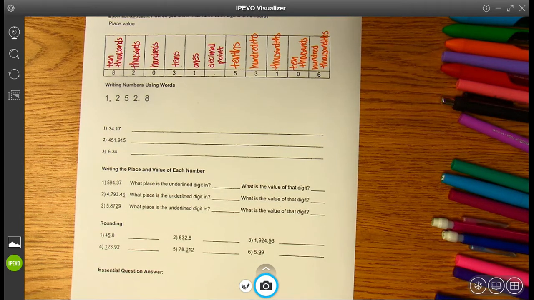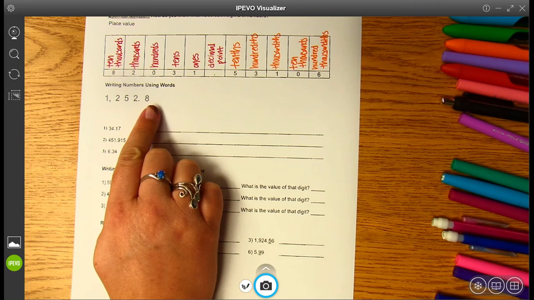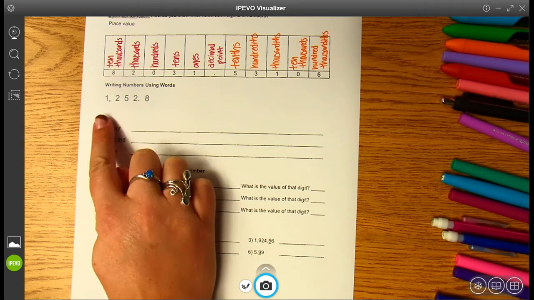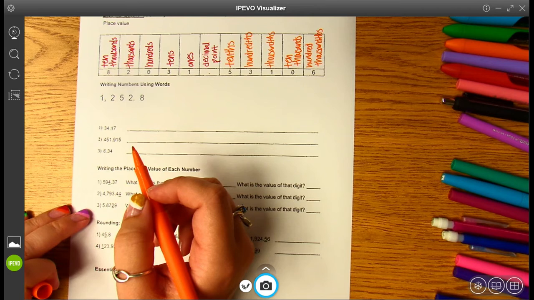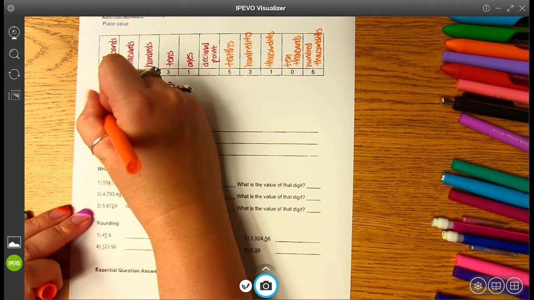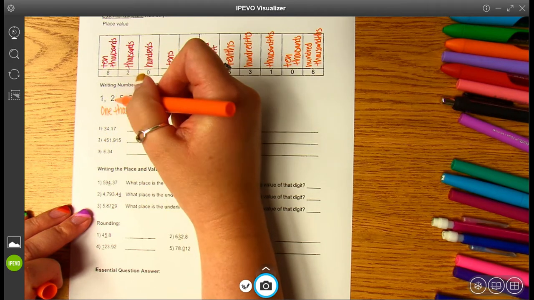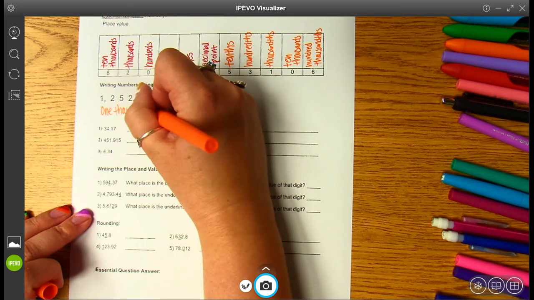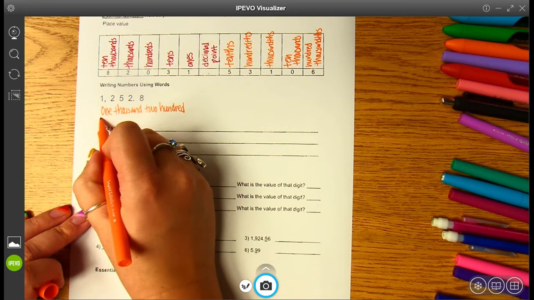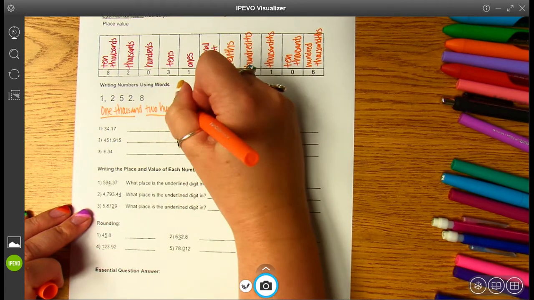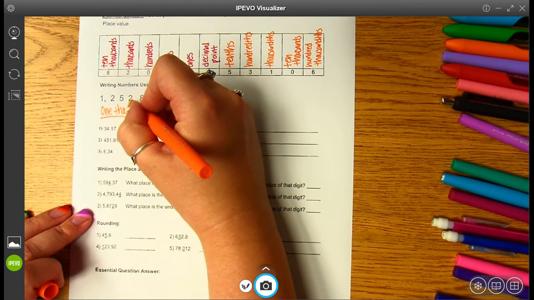And sometimes they ask us to write out a number using words. We need to know how to do that in case a word problem spells out the letters. So what is this number called using words? Well, what place value is the 1 in? It's in the thousands place. So I'd say 1,000. And then this 2 is in the hundreds place. So 200. So 1,200 and 50 what? 52.